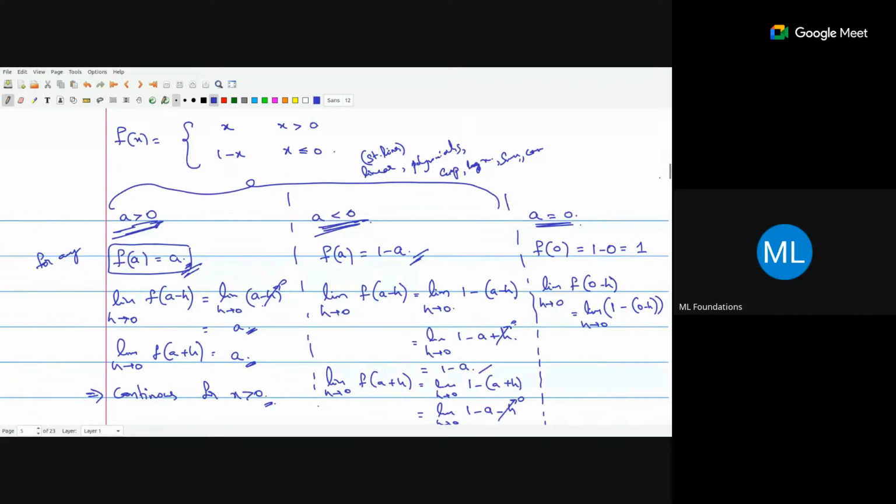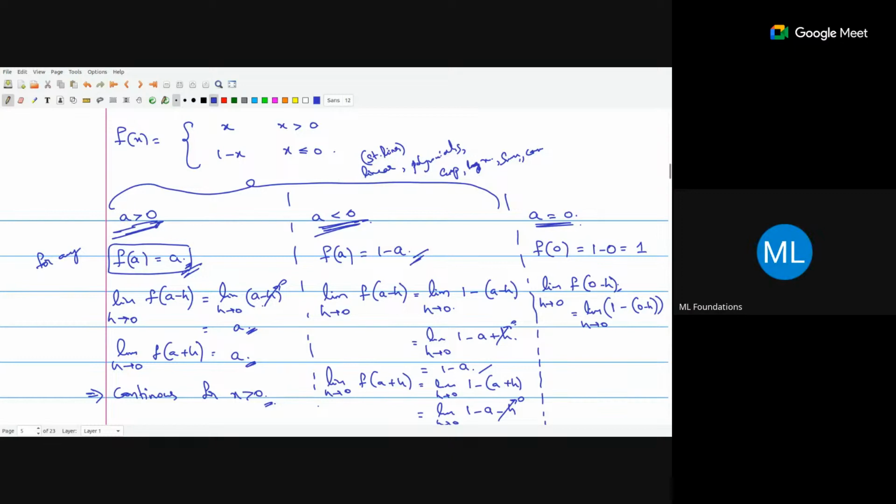Sir, why did we do this f of 0 minus h? Yes, sir. We are checking for the left hand limit at x is equal to 0, right? Because a is equal to 0, I just substituted 0. Okay. So f of 0 minus h will behave like 1 minus 0 minus h. Is this okay?